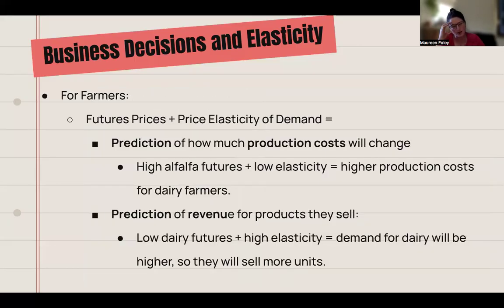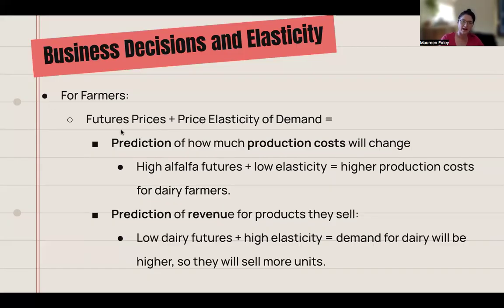For farmers, farmers can use a few different sets of data to answer some really important questions. One of those sets of data is the price elasticity of demand. And the other set of data is something called futures prices. Futures prices are basically estimates of the price of goods in the future. You might hear the term corn futures or wheat futures. They're talking about the estimated future price of corn at a certain time or of wheat at a certain time.